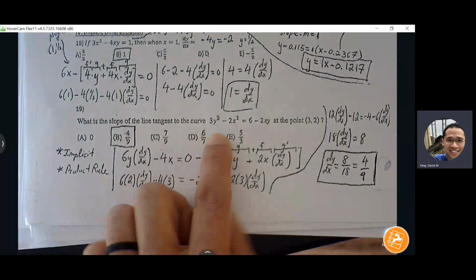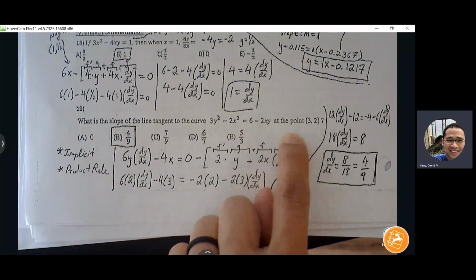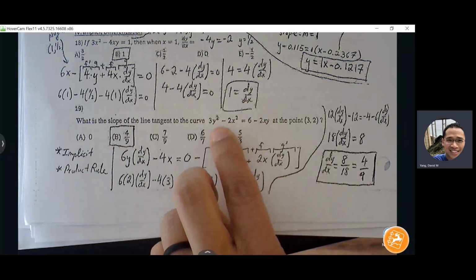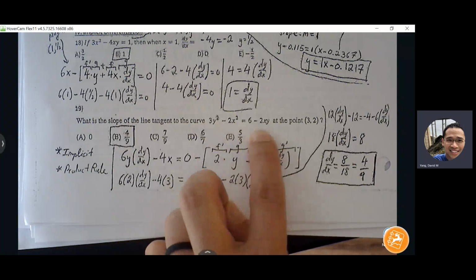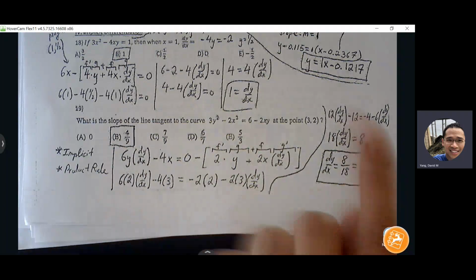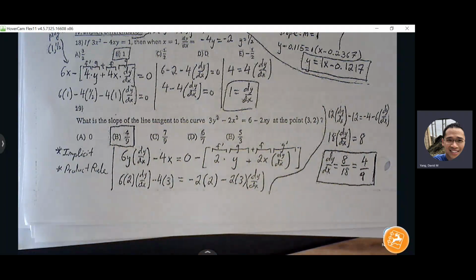Okay, what is the slope of the tangent at 0.32? We can find the derivative using implicit. Anytime you see y, you got to do dy dx. And again, there's a product rule hiding here. We got to go through product rule as well. Once you have that, plug in your ordered pair, and then you can get to your slope value.